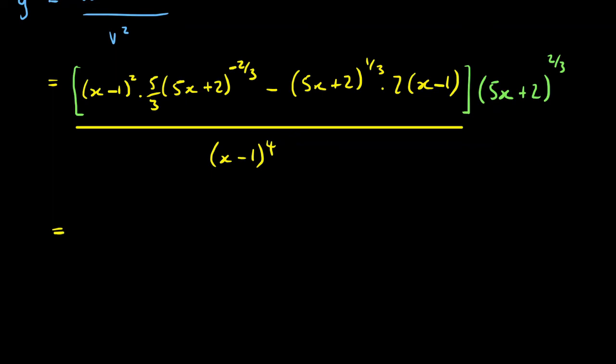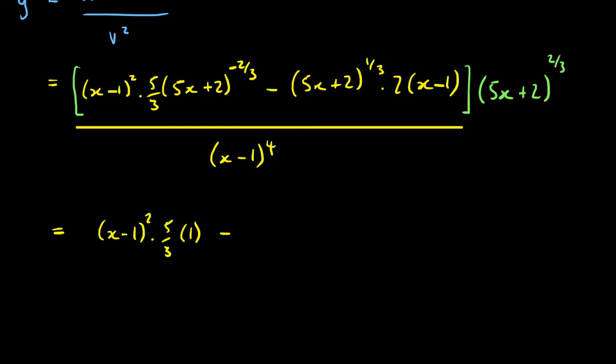Here what we are going to get is x minus 1 squared times by 5/3 times by 1, because it cancels off. Then I'm going to get 5x plus 2 to the power of a third times by 5x plus 2 to the power of 2/3. So what am I going to do? I'm going to add up these powers.